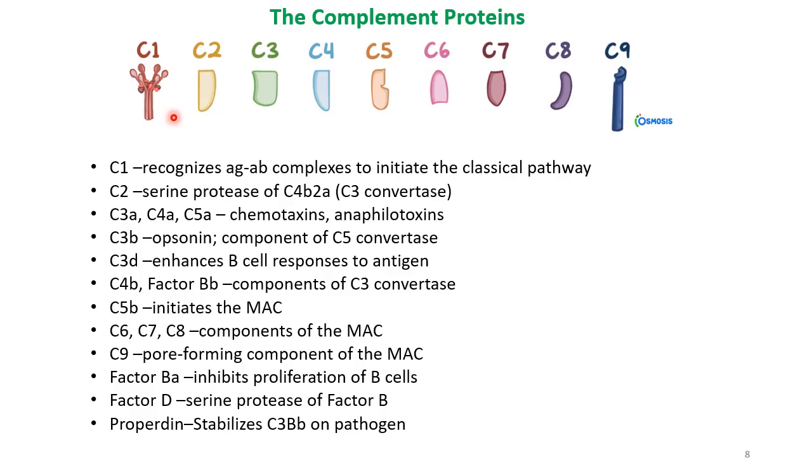As we're going to see, your C1 is very important for activation of your classical pathway. C1 is going to interact with antibodies. Then you have your other protein here, C2.